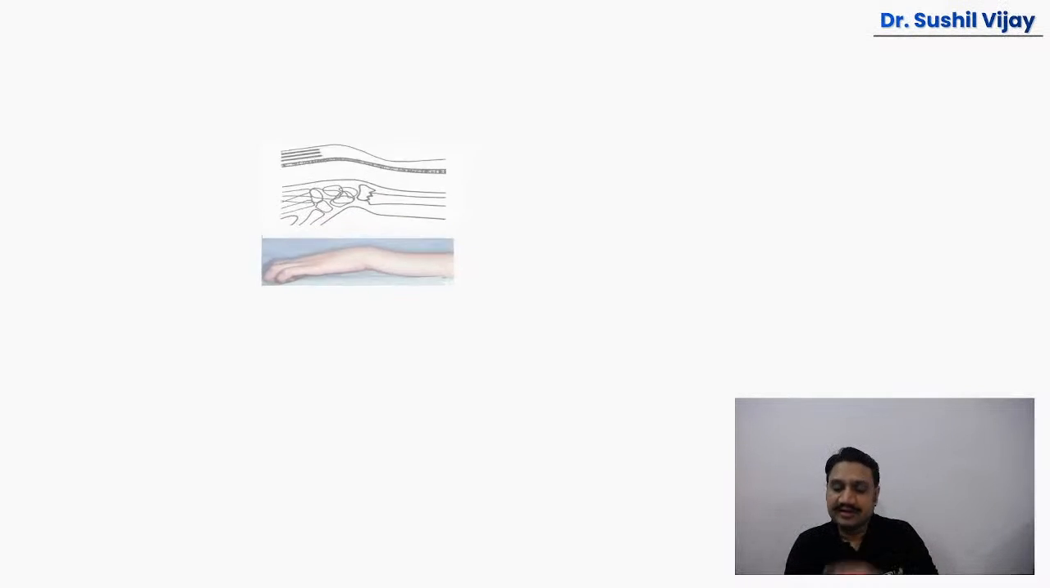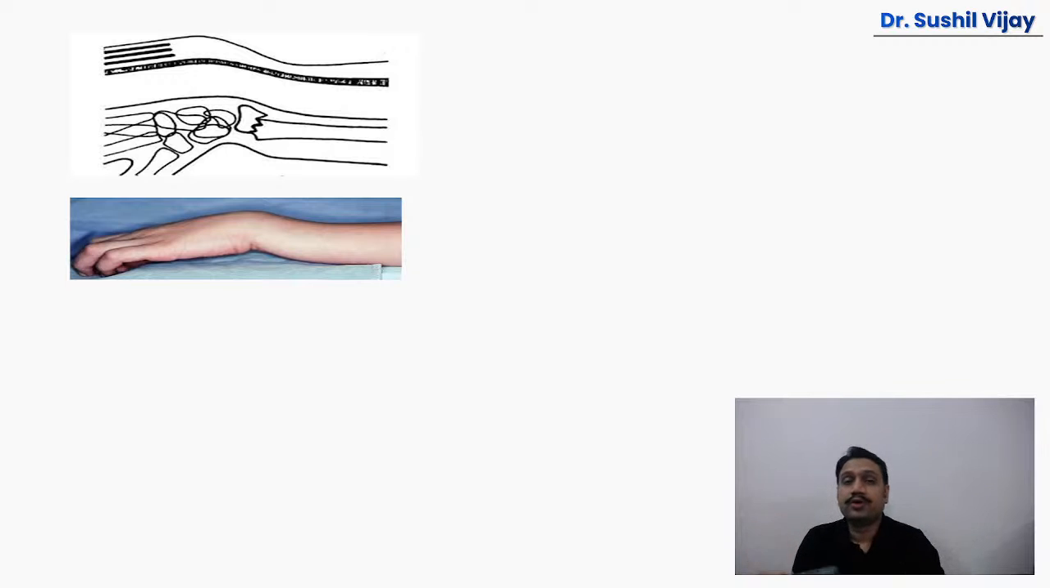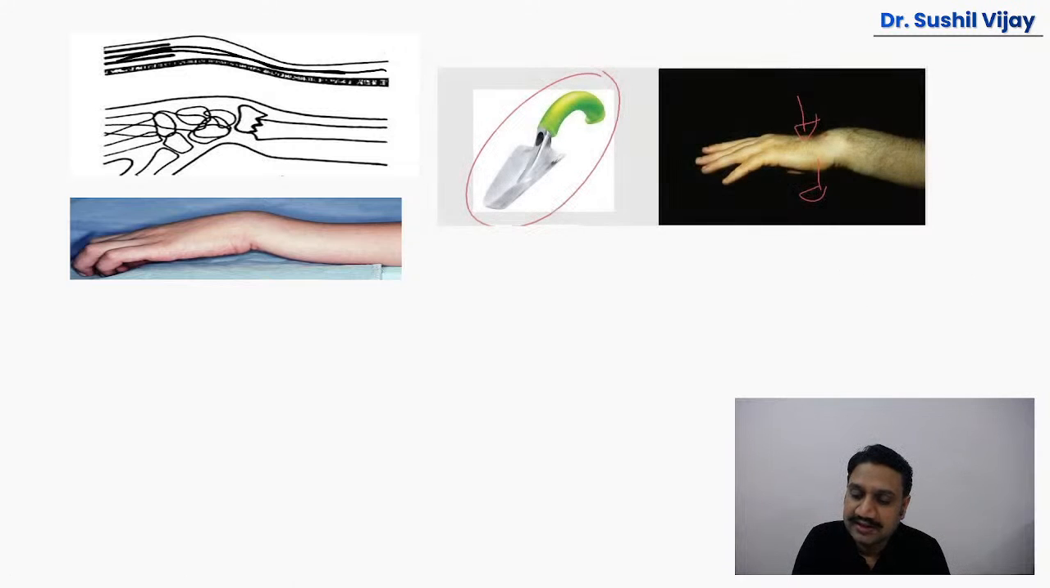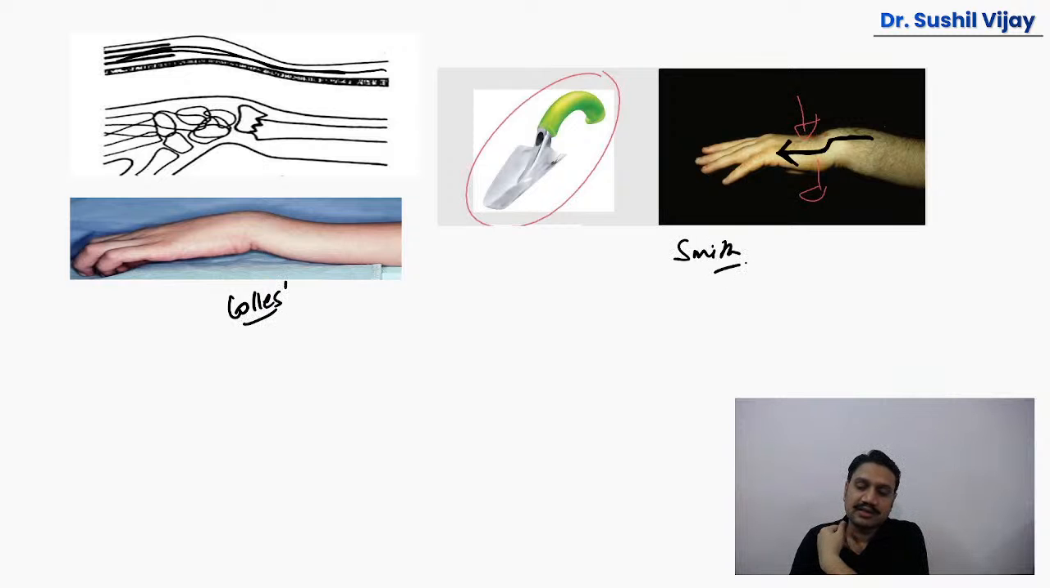Okay, so these are the different injuries. So this is a deformity. What do you call this deformity? The dinner fork. Where do we see this dinner fork? It is seen in the cases of Colles' injury. Right? That will be seen in the case of Colles' injury. And this one is Smith. That is garden spade. So Colles' dinner fork, and Smith, the garden spade deformity.